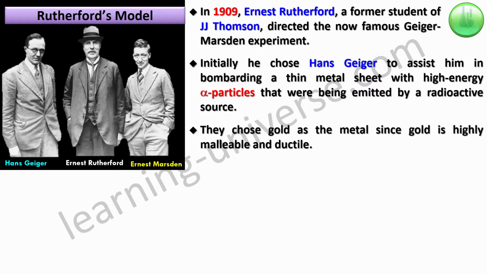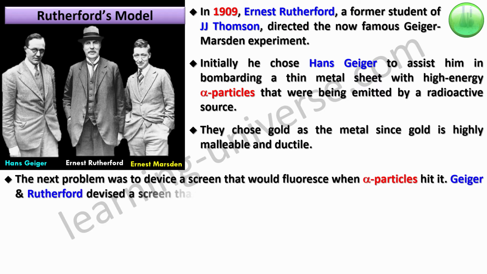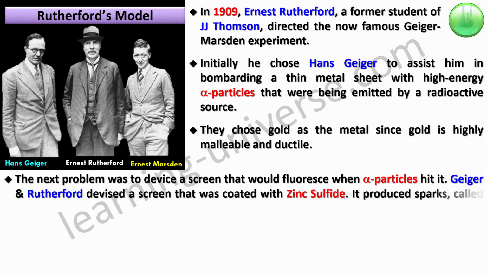The next problem was to devise a screen that would fluoresce when these alpha particles hit it. Geiger and Rutherford devised a screen that was coated with zinc sulfide. It produced sparks called scintillations when alpha particles struck its surface. Whenever a charged particle strikes a surface coated with zinc sulfide, it produces sparks. It is similar to the phosphorescent material used by Thomson in calculating his e/m ratio for electrons.